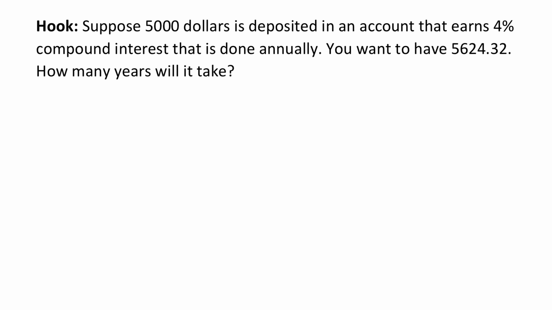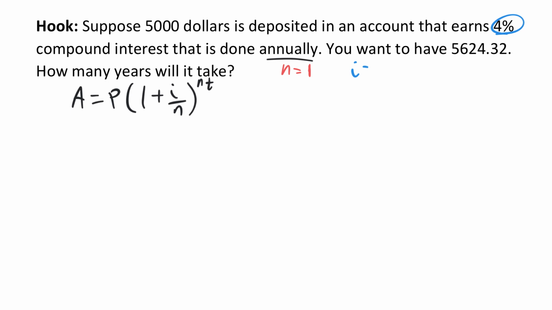So this question, of course, uses the compound interest formula. If you remember, the amount you're going to have is equal to the principal, 1 plus the interest rate, divided by n, which is the number of compounding periods, to the power of nt. Now in this case, because it's compounded just annually, that means n is going to be equal to 1. The interest rate is here as 4%, so I is going to be 0.04. We have to put it as a decimal. The p is 5,000. That's the principal that you're starting with. And the amount that we want is listed over here.